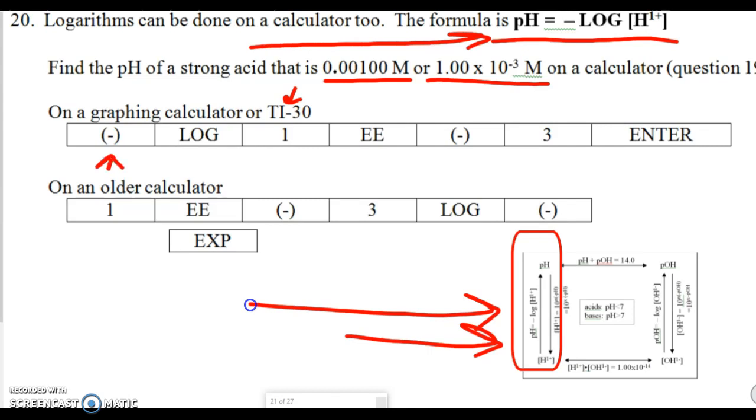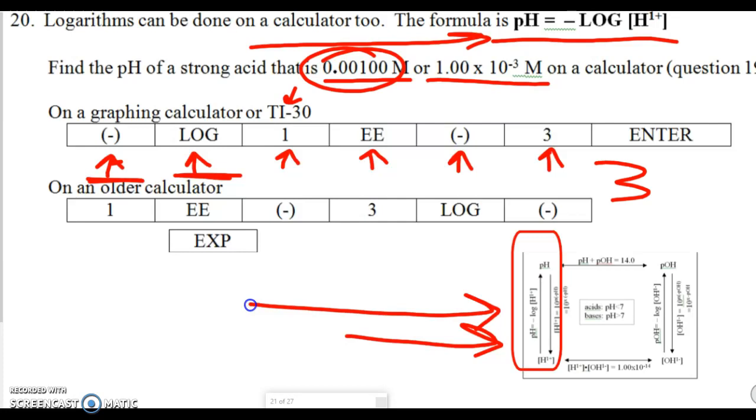So I'm going to hit the negative sign, not the subtraction sign, the negative sign. I'm going to hit the log button, which is right up next to the second button. If I'm going to put this in scientific notation, I would push 1. I'm going to get the EE button. You might have to hit a second button on your calculator. And then I'm going to go negative, and then I'm going to go 3 and hit enter. I could also hit the negative button, the log button, and I could put this number in as well, and I would get the same answer. When you get the answer, it should be 3 on your calculator for a pH.